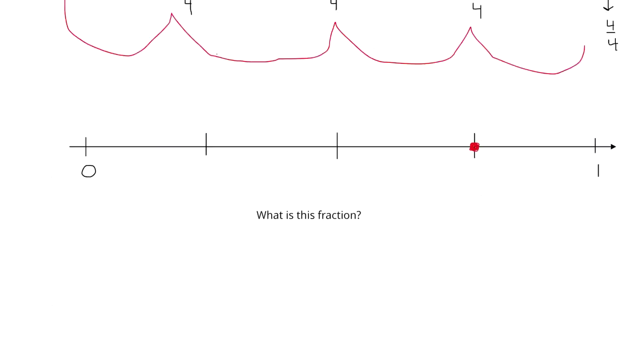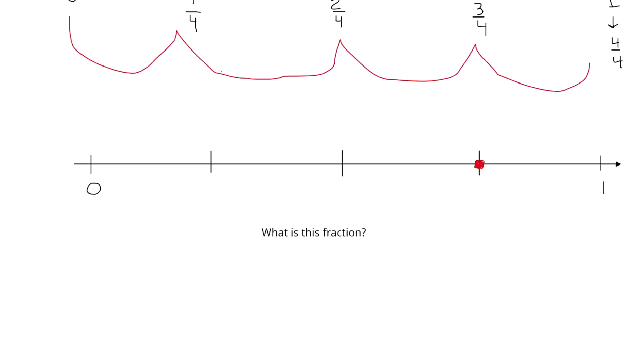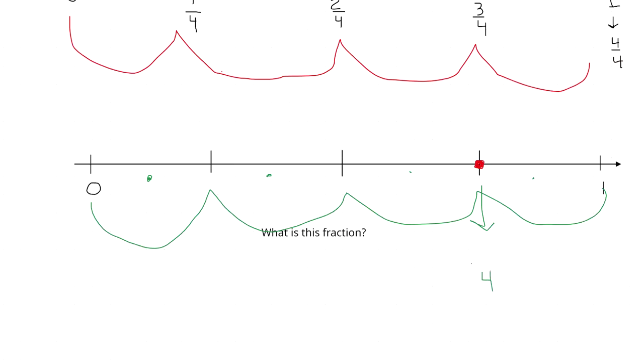What is this fraction? Well, first I have to determine what my denominator is going to be for this specific number line. How do I do that? I count the spaces. 1, 2, 3, 4. Remember, I can also count it like this. 1, 2, 3, 4. So I know that the denominator for this red dot is going to be 4. What's the numerator? Well, I just count the actual spots.